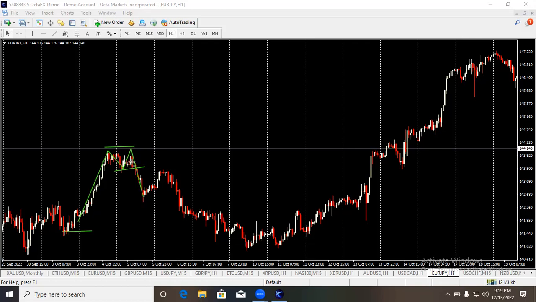If you use the VSA, the volume spread analysis, there will be a divergence between this bullish pin and the VSA. It is going to show a small volume but a high spread, which signifies a divergence. And whenever you see a divergence, it signifies that the price is about to change.